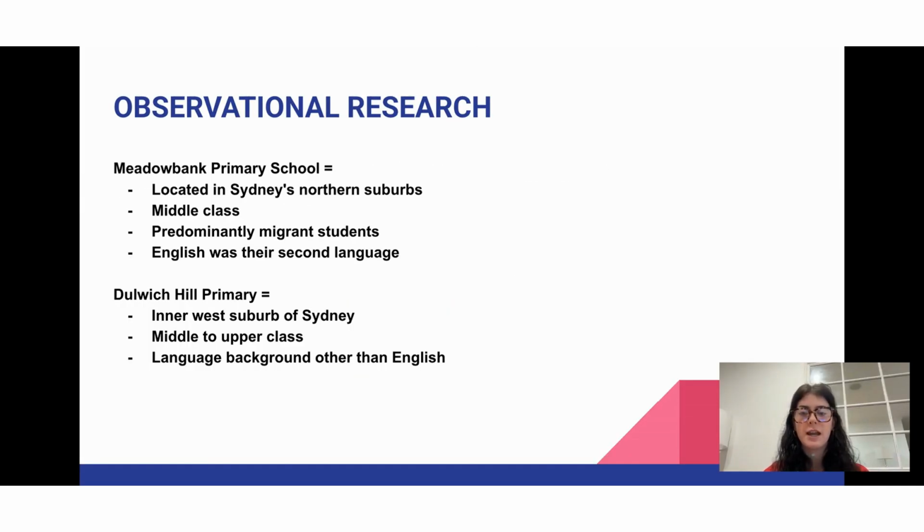Meadowbank Primary School is located in Sydney's northern suburbs and was within the category of being middle class. The second school that I visited was located in the inner west of Sydney, Dulwich Hill Primary.